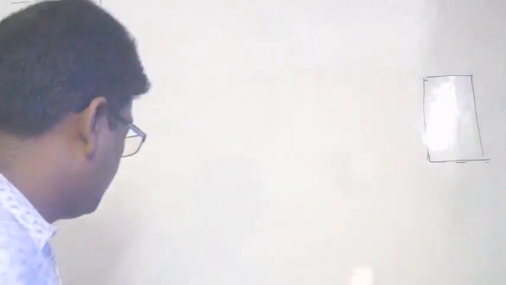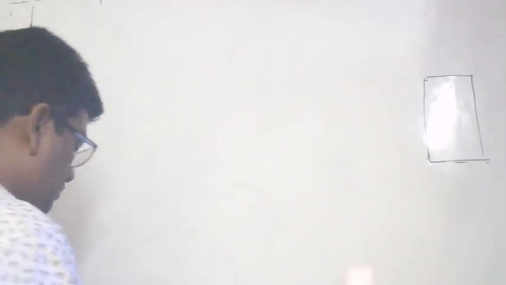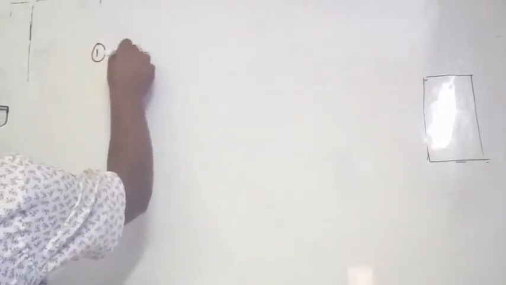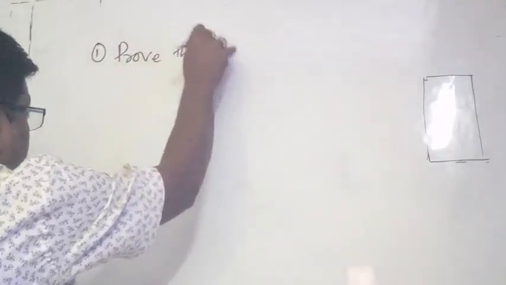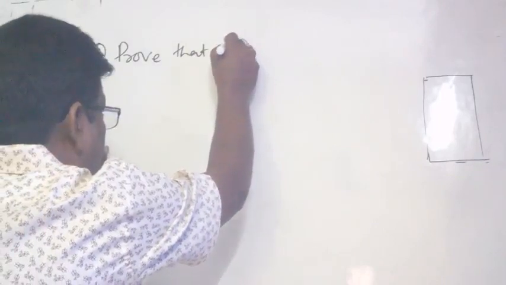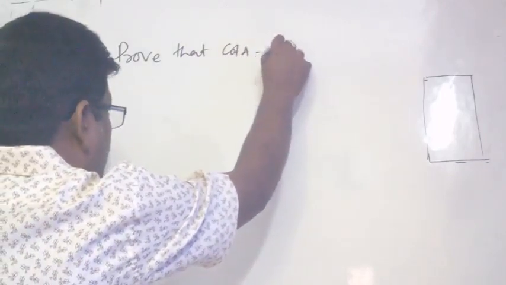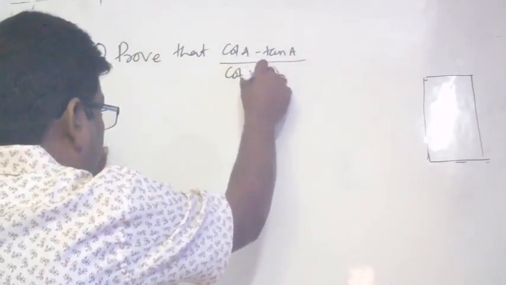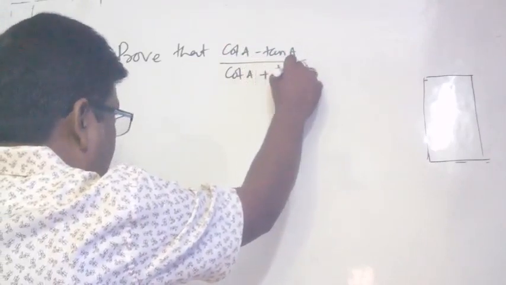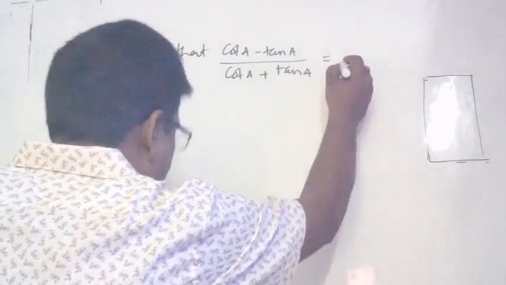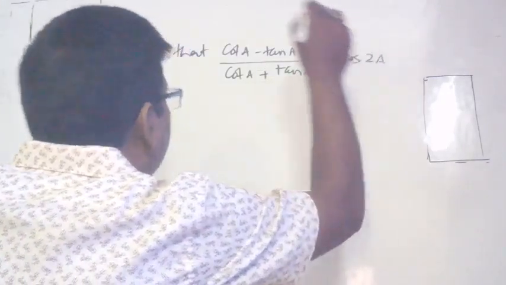Question number 1. Prove that cot a minus tan a divided by cot a plus tan a is equal to cos 2a.